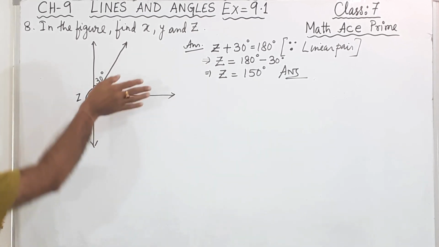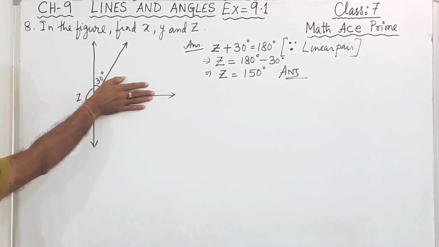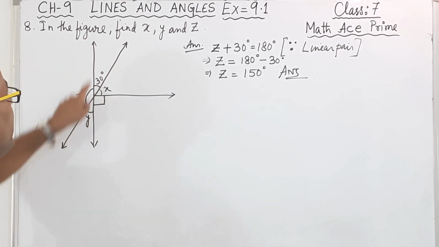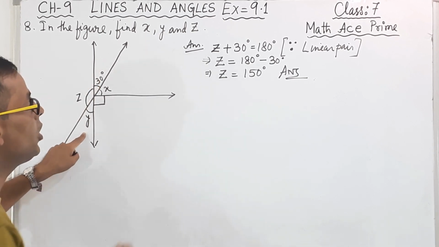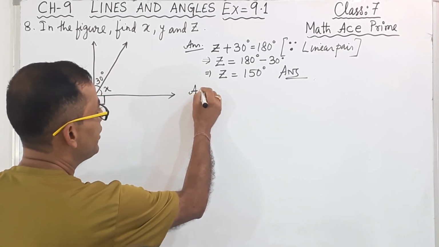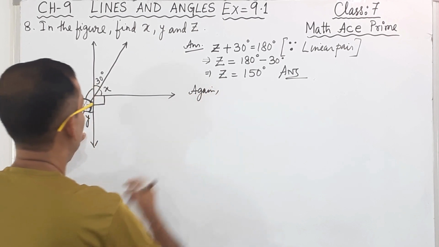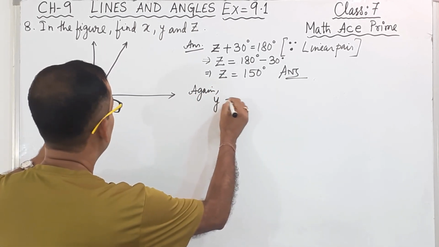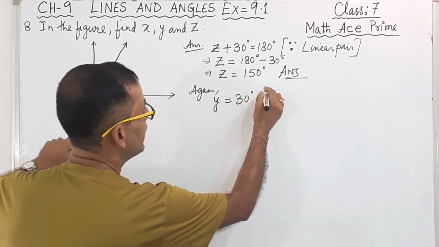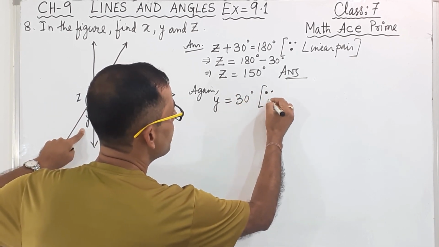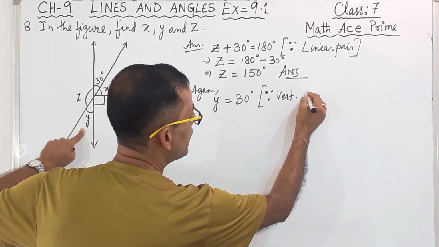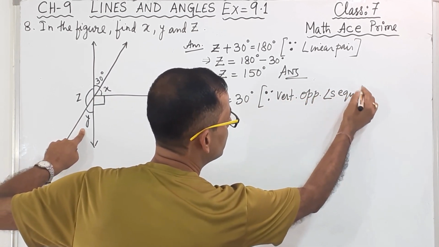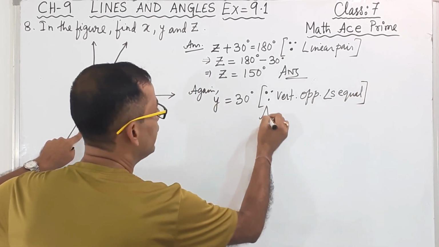Now to see y, you don't see this part. Okay, now you see two lines are intersecting at this point. So y and this 30 degree, they are vertically opposite angles. So again, I am making another new paragraph. Okay, y equal to 30 degree directly. Why? Because since vertically opposite angles are equal. Clear? And you got the answer.